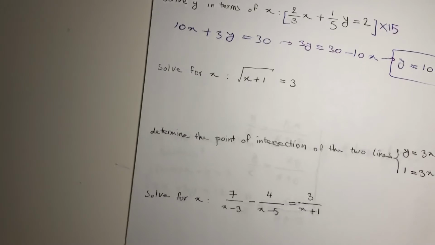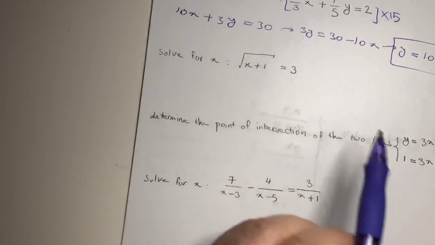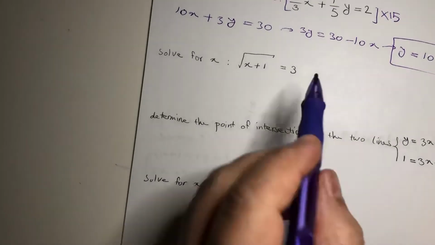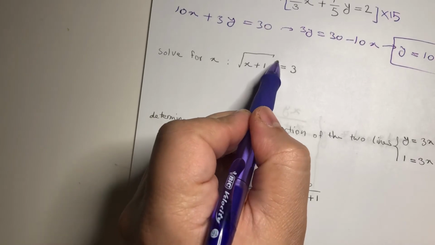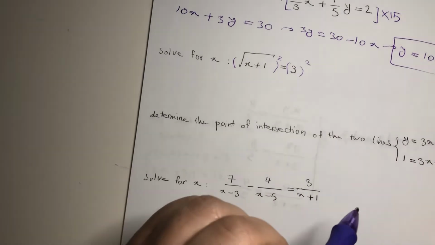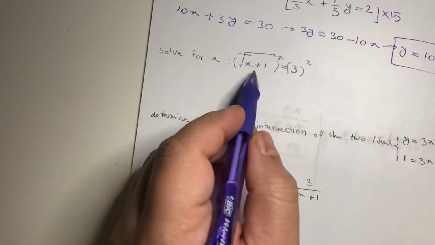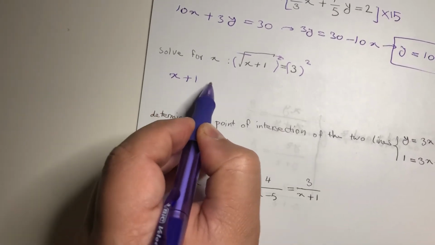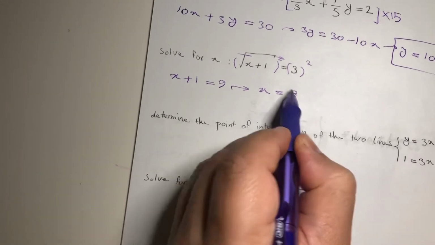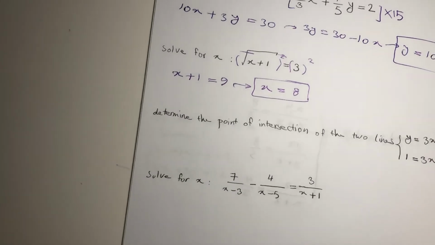Okay? Next example. Solve for x, and here we have a square root, right? In order to get rid of this square root, we can raise both sides of the equation to the power of 2. Then we will get rid of the square root sign. So it will be x plus 1 equals 9. That means x equals 8. Okay?